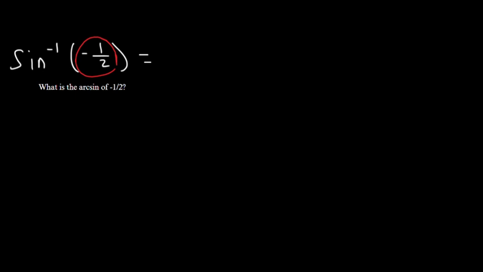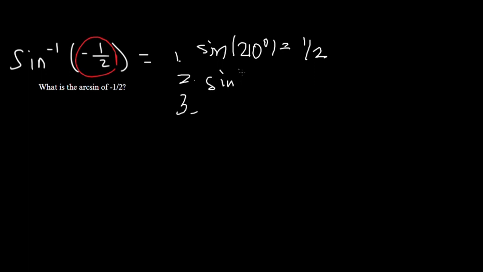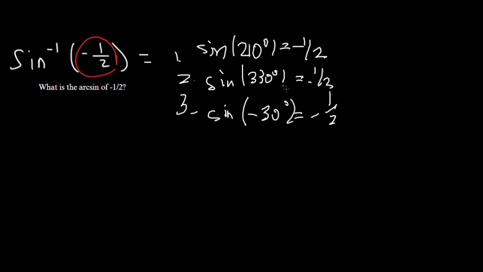Now for this example, what is the arcsine of negative 1/2? We have three possible values. Number 1, sine 210 degrees, I believe, is equal to negative 1/2. Sine 330 degrees is also equal to negative 1/2. Next is sine negative 30 degrees, which is equal to negative 1/2. Among these three, ano yung gagamitin nating value?